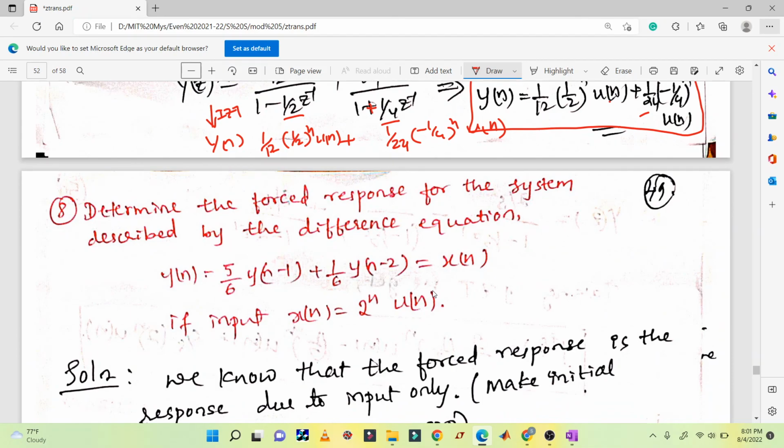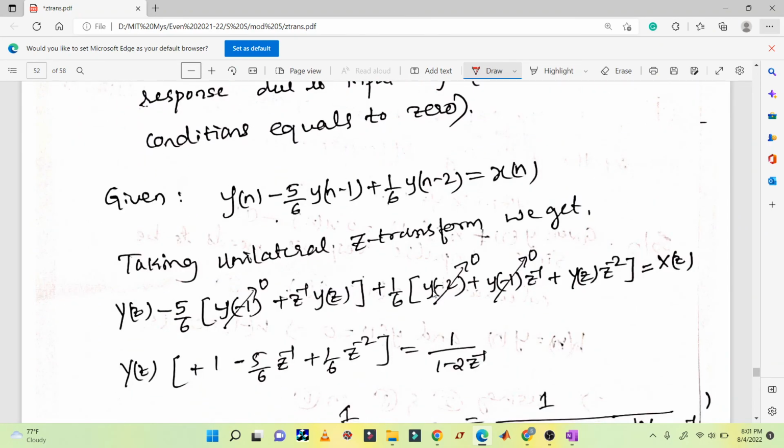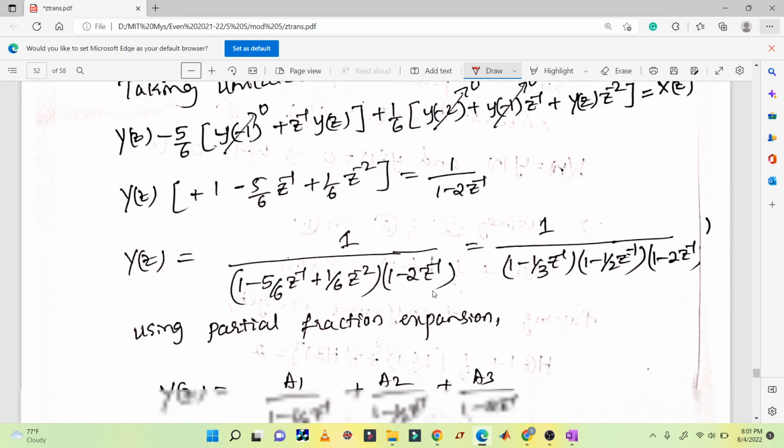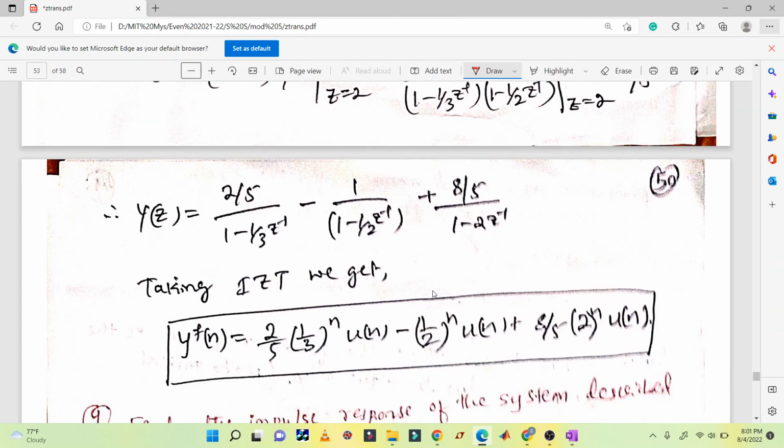Similarly, the next problem we have is, if the input is given and we are asked to get the forced response, then we substitute y of minus 1 equal to 0, y of minus 2 equal to 0 and find out this response, which is similar to our earlier Z transform. This is the easiest problem which you can solve on your own.